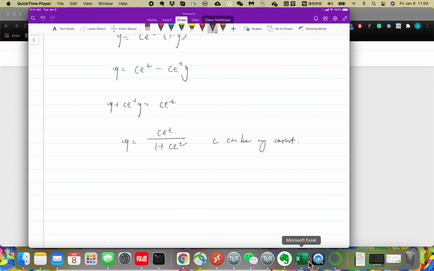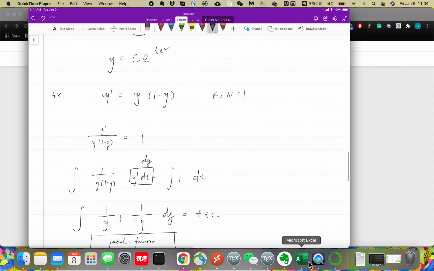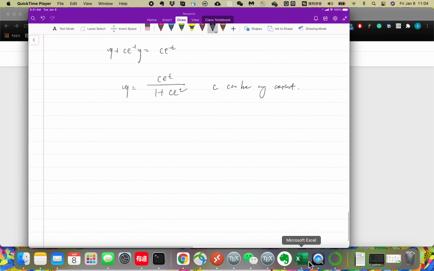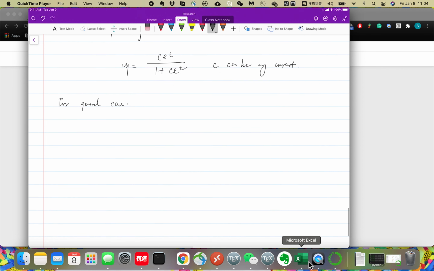All right, so that's how we solve the logistic. You try it by yourself by plugging in k and n as general constants, and it's going to be more complicated, and I can give you the solution for now. For the general case, y equals n y0 e to the kt divided by n plus y0 times e to the kt minus 1.